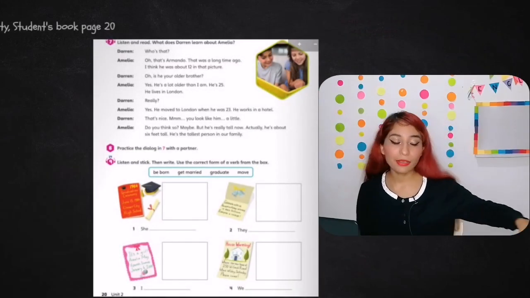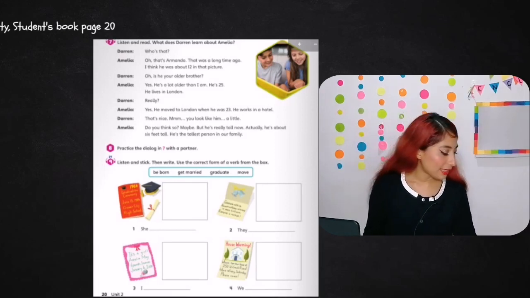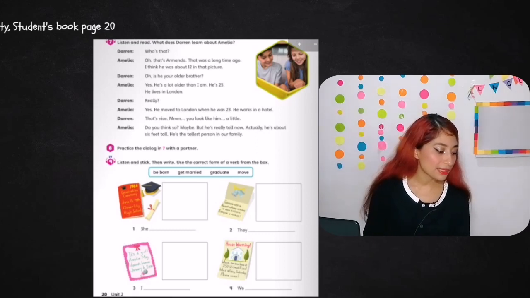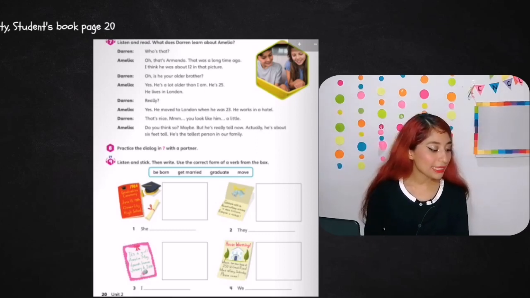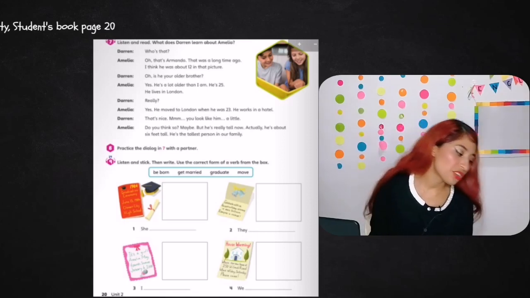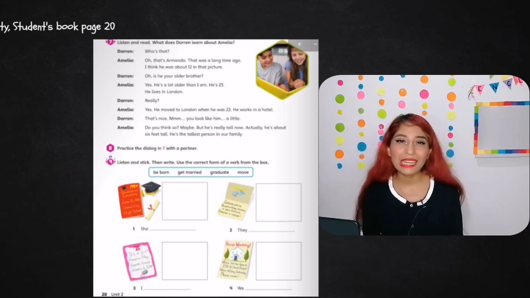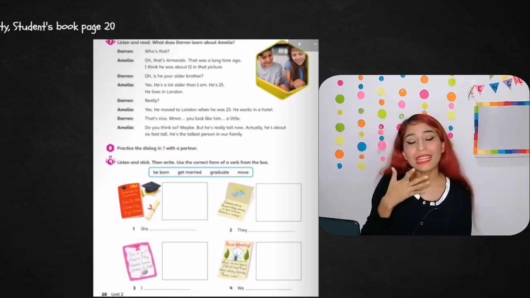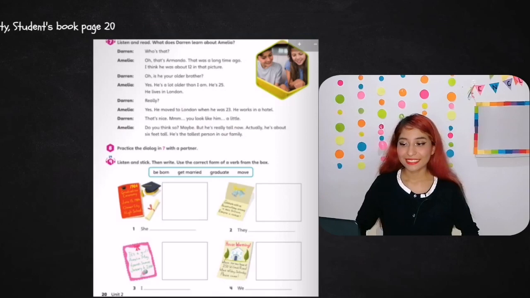So we have activities from the Student's Book and they are on page 20. We have two activities and activity 7 says, listen and read. What does Darren learn about Amelia? We have a conversation between Darren and Amelia and we're going to listen to it. I want you to practice. I want you to read it out loud at home so you can practice your reading and your fluency. Student's Book, page 20. Activity 7. Listen and read. What does Darren learn about Amelia?